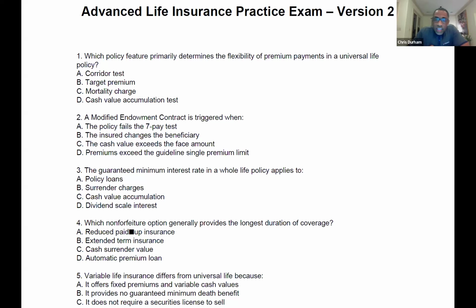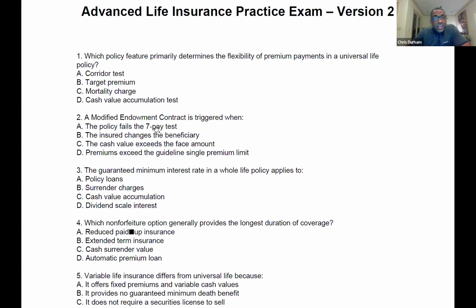Yes, sir. And in life insurance, I promise you, you ain't gotta overthink it. It's just word association. When they say which policy feature primarily determines the flexibility of premium, the answer gonna be premium. 9 times out of 10, if you see the word in the question, it's the answer. It's not complicated on these tests.